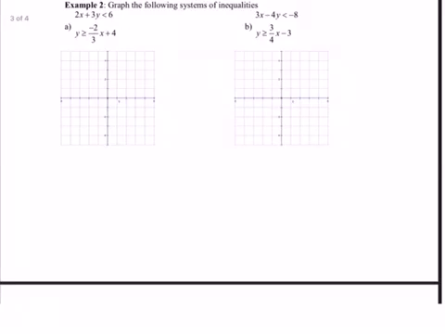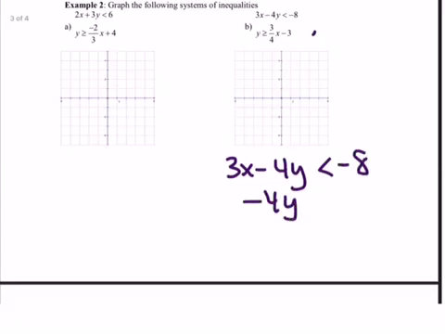So I want you to graph these two. Now remember, for this example here, when I solve the 3x minus 4y is less than negative 8, you have to remember what happens when I divide by the negative 4. So I want you to graph these for yourself, and then I'm going to give you a point, and you're going to tell me whether or not it is in the solution region or not.